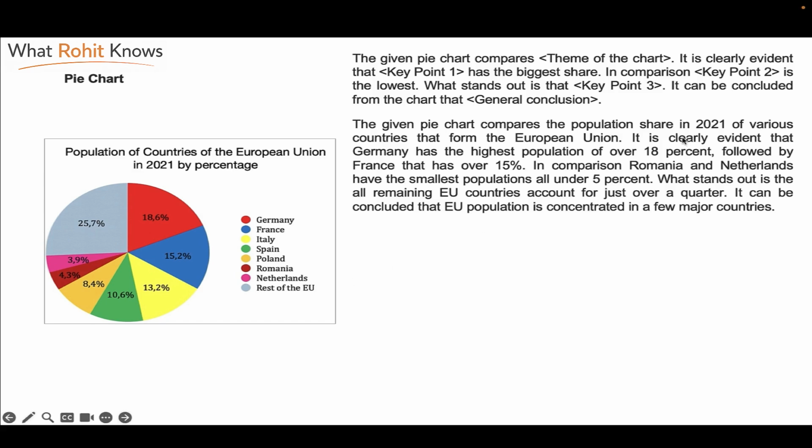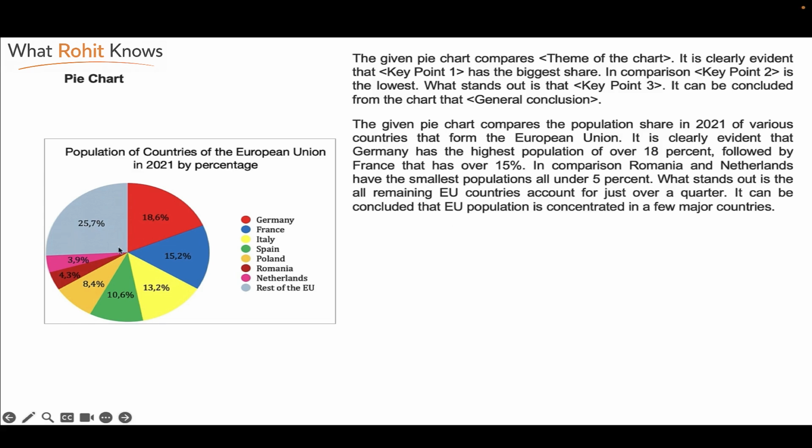So it is clearly evident that Germany has the highest population of over 18%, followed by France that has over 15%. So this is an example of using linking words. So you can club two of these together. In comparison, now look at the smallest ones. So Romania and Netherlands, they have under 5%. So you don't need to read out everything exactly. What stands out is that all the remaining EU countries account for just over a quarter.